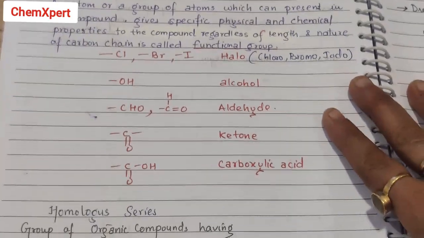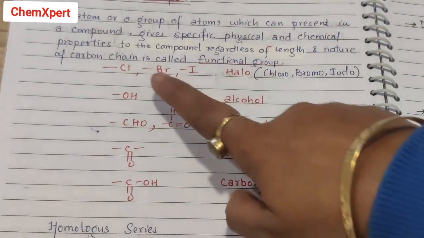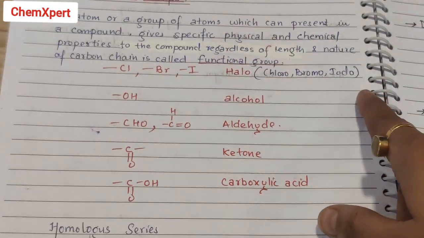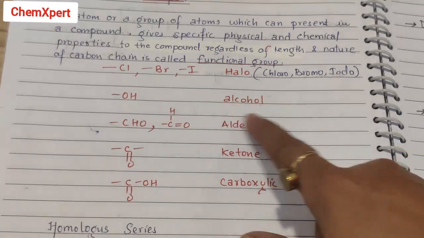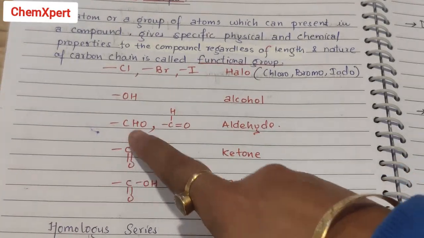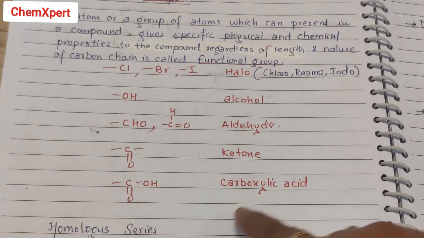There are 5 functional groups in your syllabus. First one is the halo. Whenever a halogen is present, chloro, bromo, iodo. If OH is present, it is known as an alcohol. If CHO is present, aldehyde. If the carbonyl group CO is present, then it is ketone. If COOH is present, carboxylic acid.